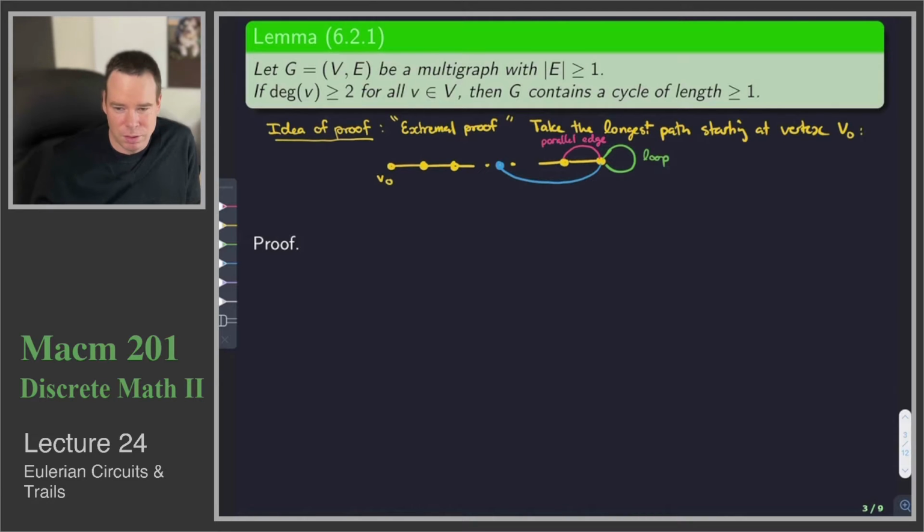Start with a vertex, take the longest path. We've got multiple cases that can happen. All of them lead to a cycle existing though. Either a loop, a couple of parallel edges, so a cycle of length 1, or a cycle of length 2, or a cycle of length 3 or more. And so that's the idea, that in any case, we get a cycle.